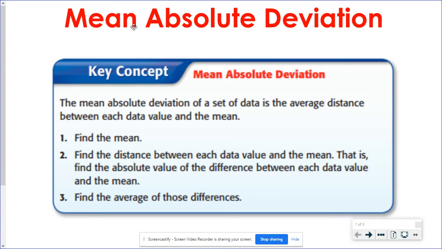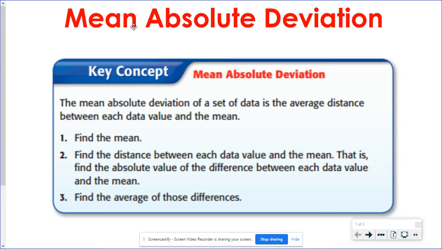Hello, math students. Today we're going to be talking about something called mean absolute deviation. This is a statistics kind of a lesson or a topic. When we talk about deviation, it's about how close a set of data is or how spread out it is. And when we're talking particularly about mean absolute deviation, we're talking about the absolute value, so only positive numbers, of the differences in the means.